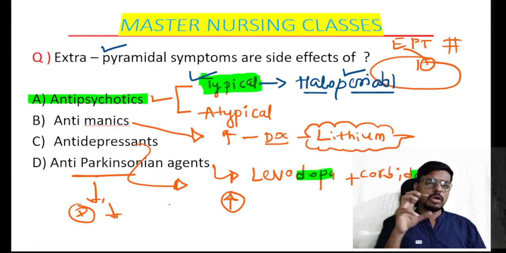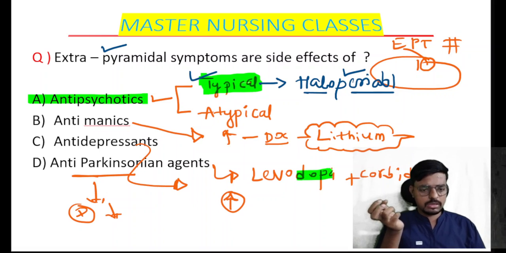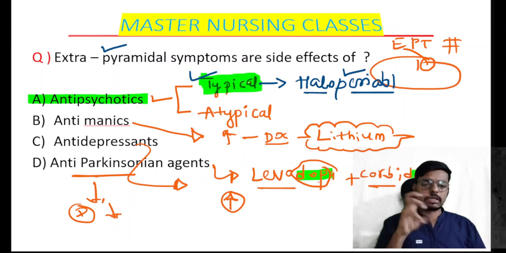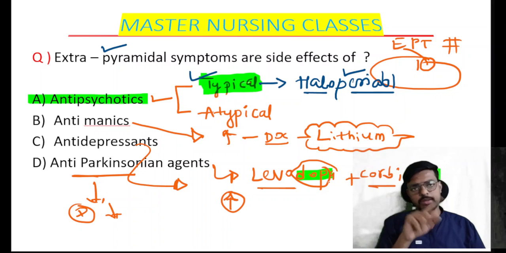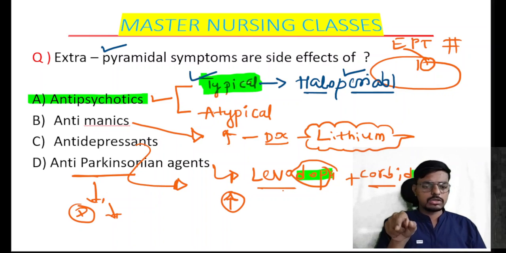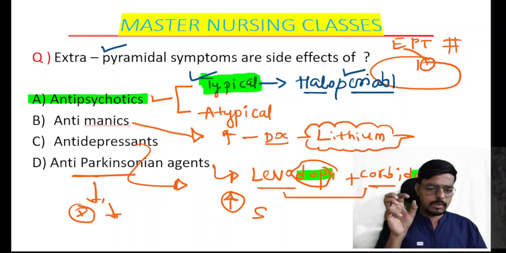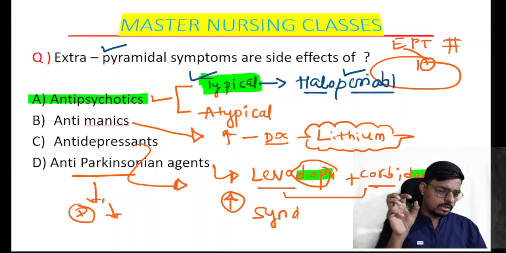In order to compensate for that dopamine deficiency, we give external dopamine, that is levodopa. The carbidopa drug is given in support of levodopa. This helps levodopa cross the blood brain barrier. That's why carbidopa is given along with levodopa. Both these medications come in the market with the name syndopa.